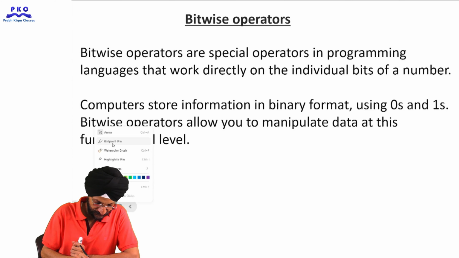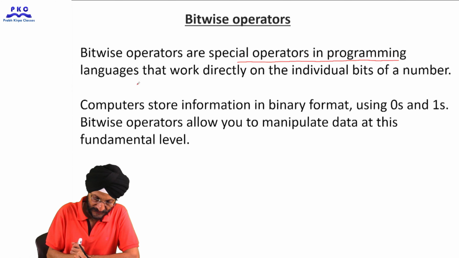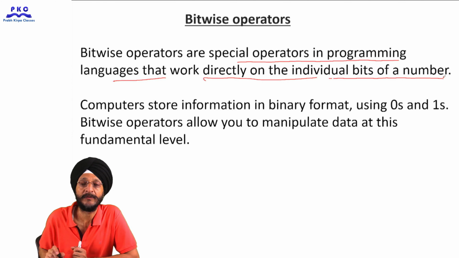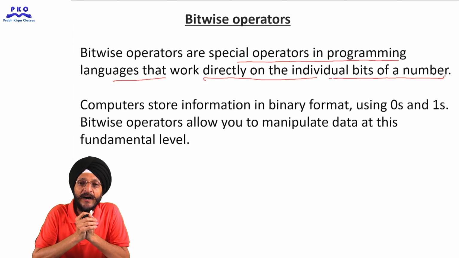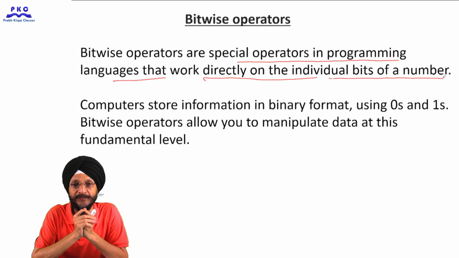Bitwise operators are special operators in programming languages that work directly on individual bits of a number. It means that bitwise operators are those operators which work on the individual bits of binary numbers.